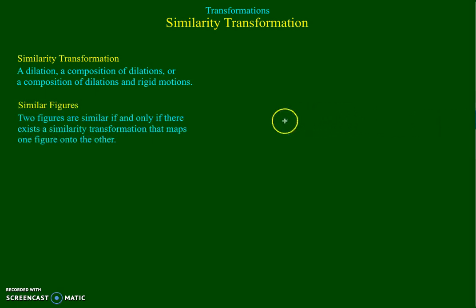Similar figures are two figures that have a similarity transformation that maps one figure onto the other. So two figures are similar if and only if there is a similarity transform that maps one to the other. And you can think of it as having the same shape but different size. That's what similar figures are. And so let's look at some of these compositions and see if we can work one out.